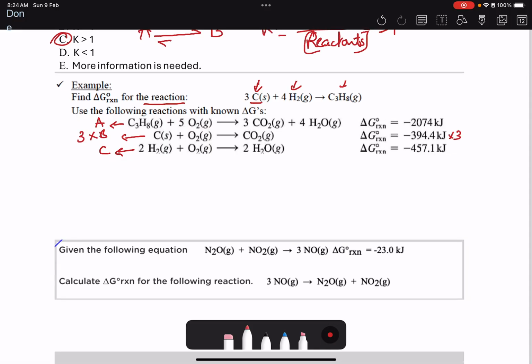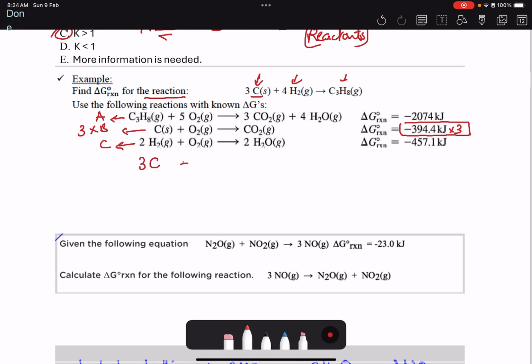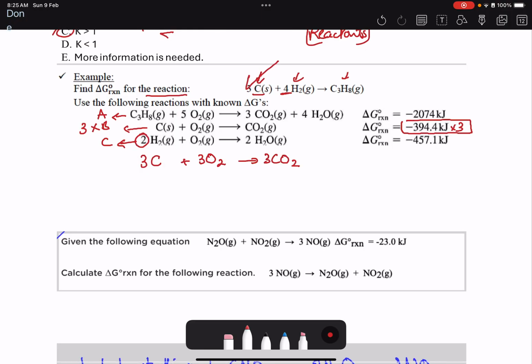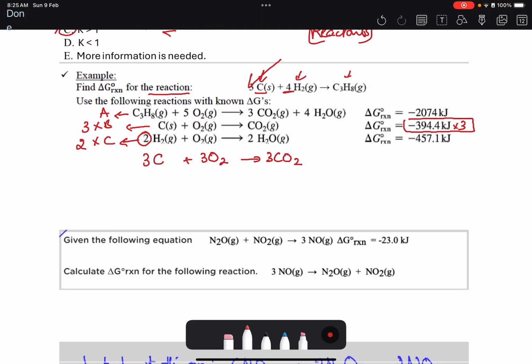So this means we are going to multiply the delta G as well. So therefore it's going to become 3C plus 3O2 giving 3CO2. And we're done with the 3 carbon. Now let's find hydrogen. Hydrogen, we can find it in equation C. And we need it to be multiplied by 4 instead of 2. Because here we have 4. So we're not going to flip equation C. We are only going to multiply equation C by 2.